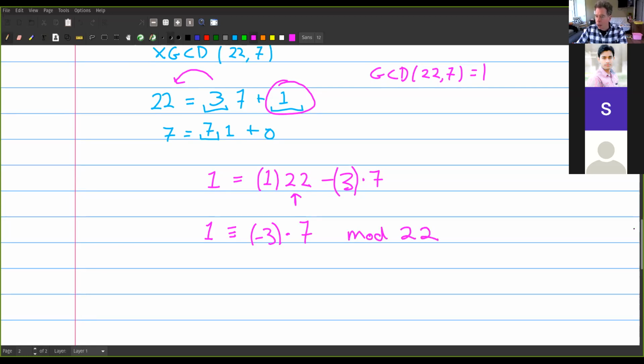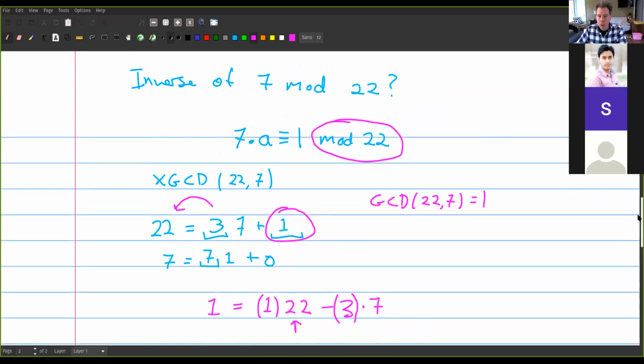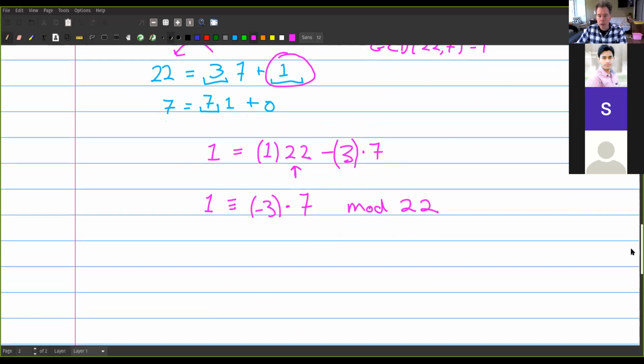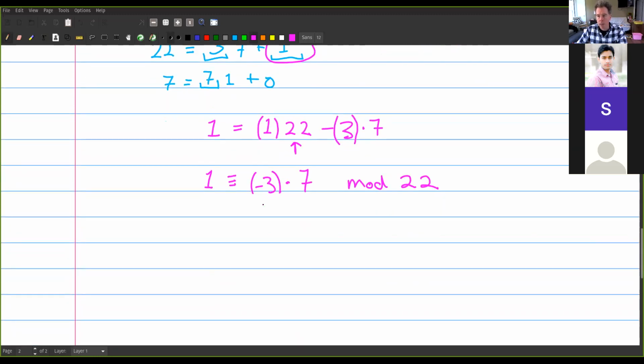Okay, so this is what we wanted. We wanted something such that when you multiply it times 7, you get something that's congruent to 1 mod 22. And we just found that number. It turns out to be minus 3. So 7 inverse is congruent to negative 3 mod 22.